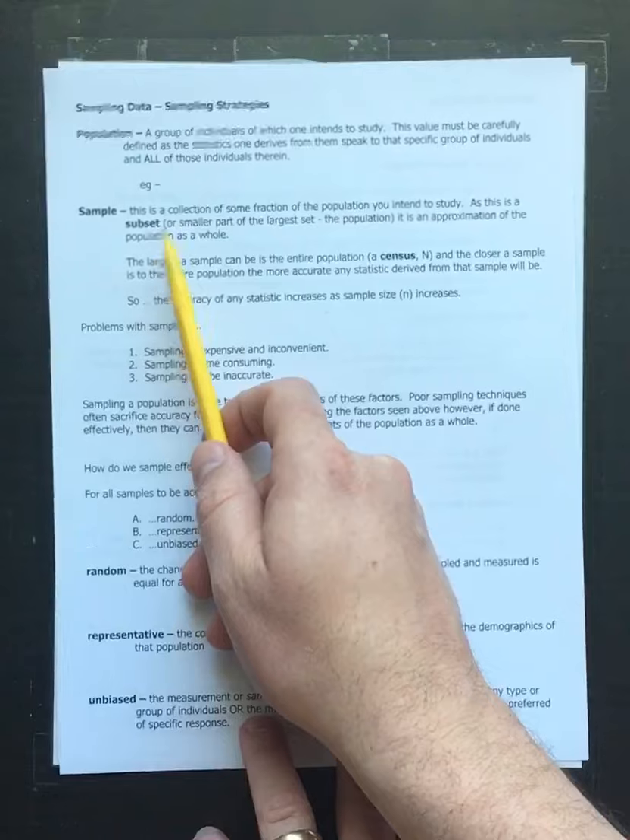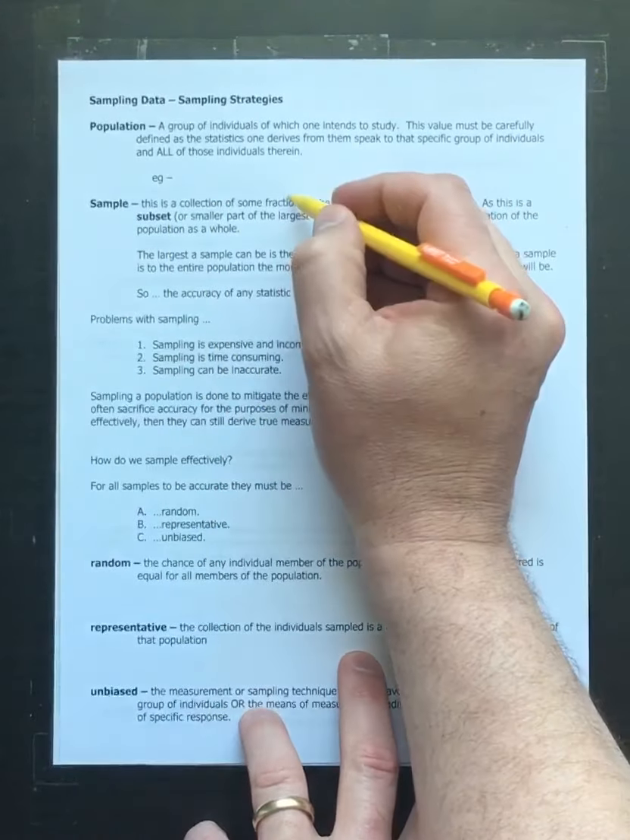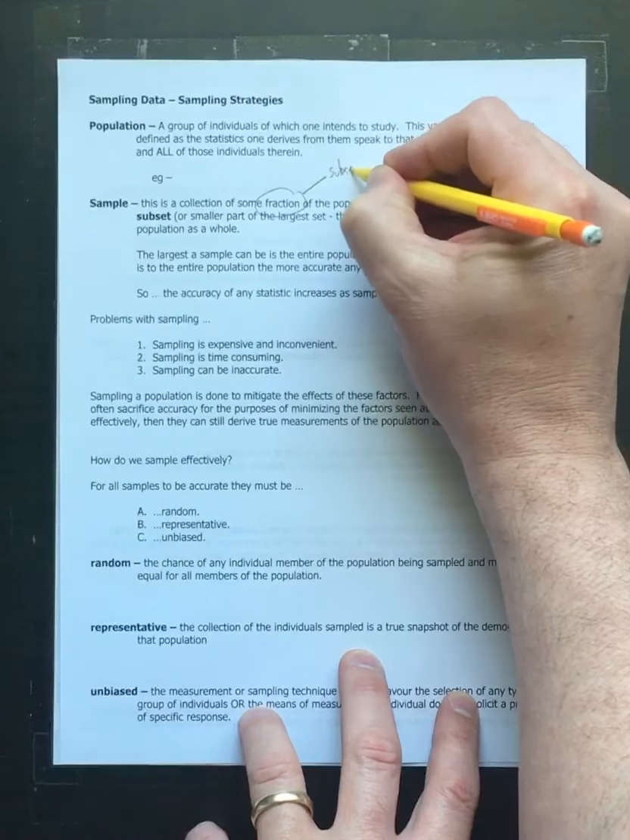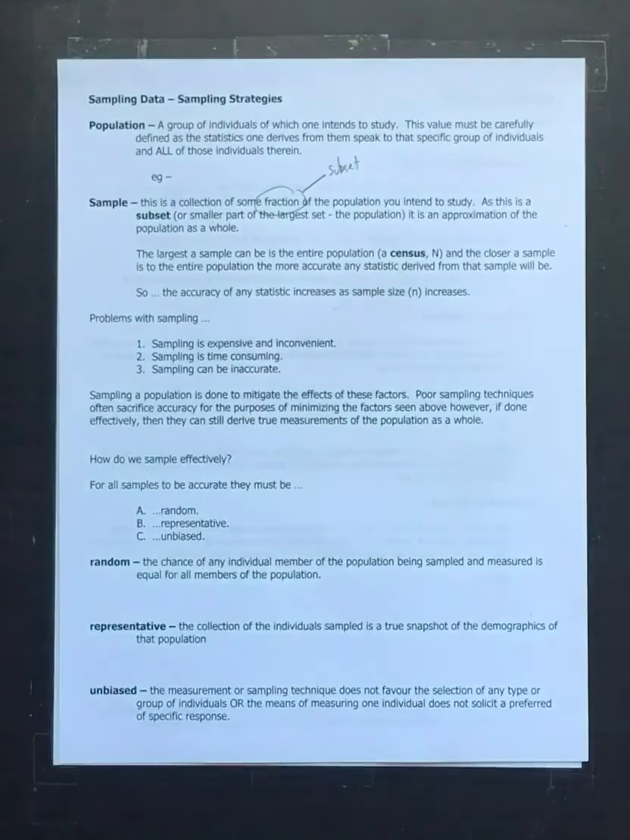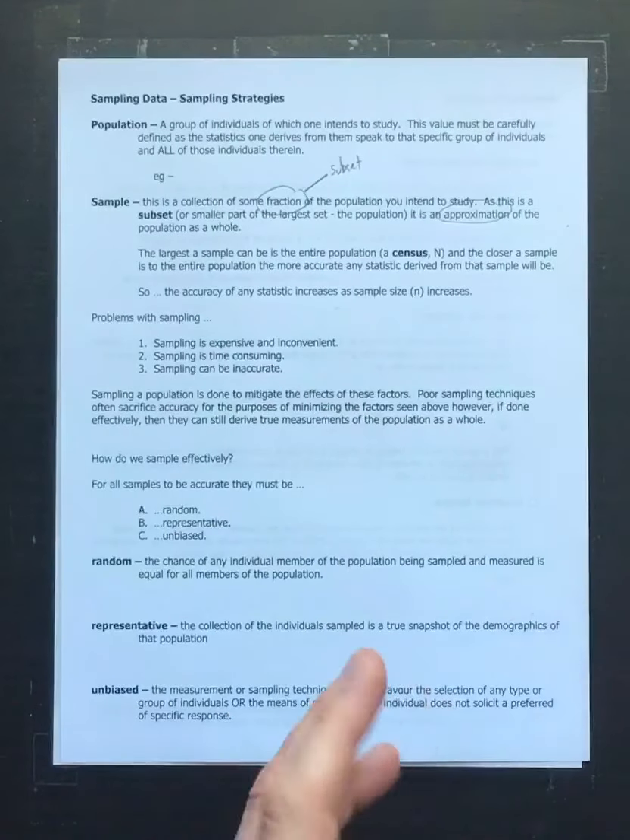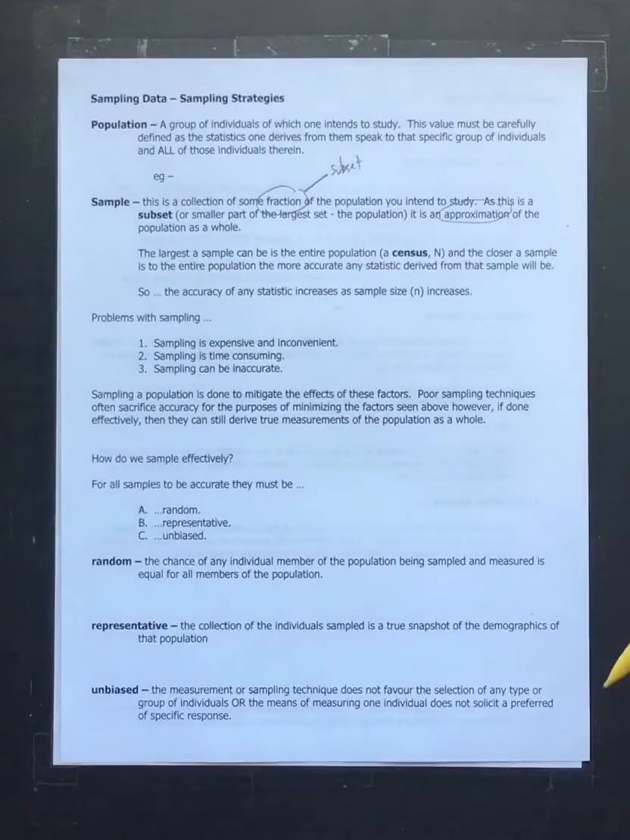Okay, so a sample. This is a collection of some fraction of the population. Very often we use subset as a word to go along with the fraction of the population that you intend to study. Again, this is a smaller part of the whole, a smaller grouping. And it is an approximation of the population as a whole. Now, how good of an approximation it is depends on whether you meet these criteria.